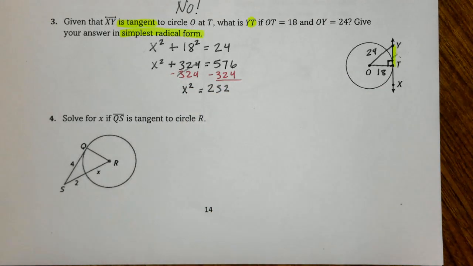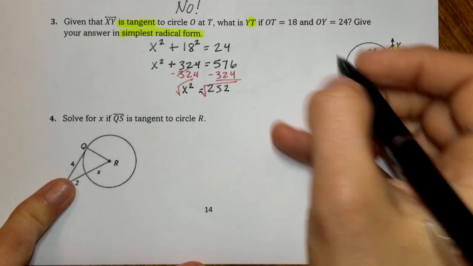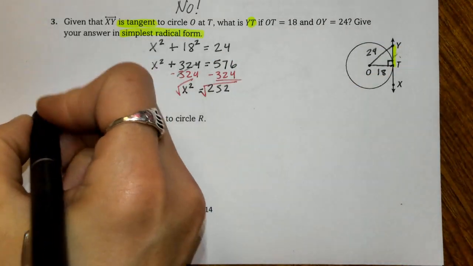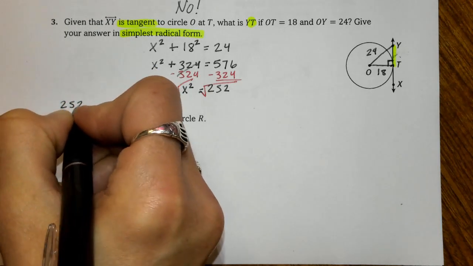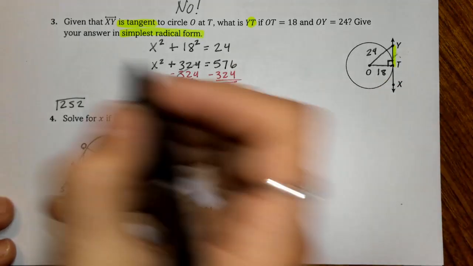And I still have students who are telling me the answer is 252. It is not. That is x squared. We need to take the square root. So we're going to go ahead and simplify our radical. I do the division tower, dividing by prime numbers until I have a prime number at the top. So I'm going to go ahead and start with that.